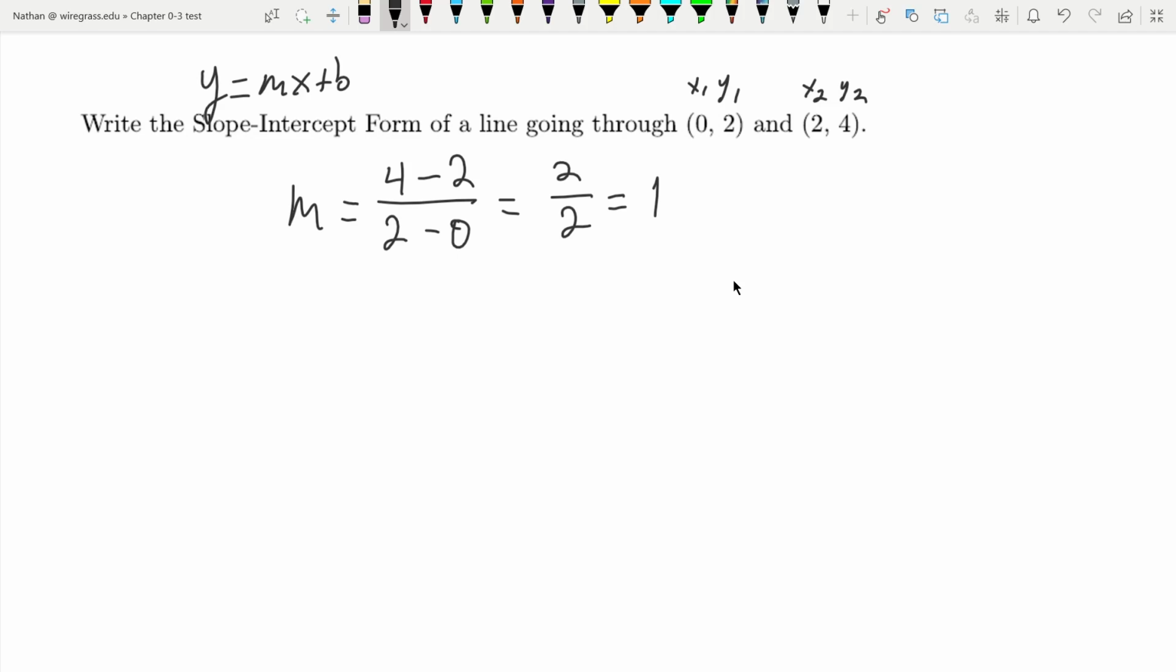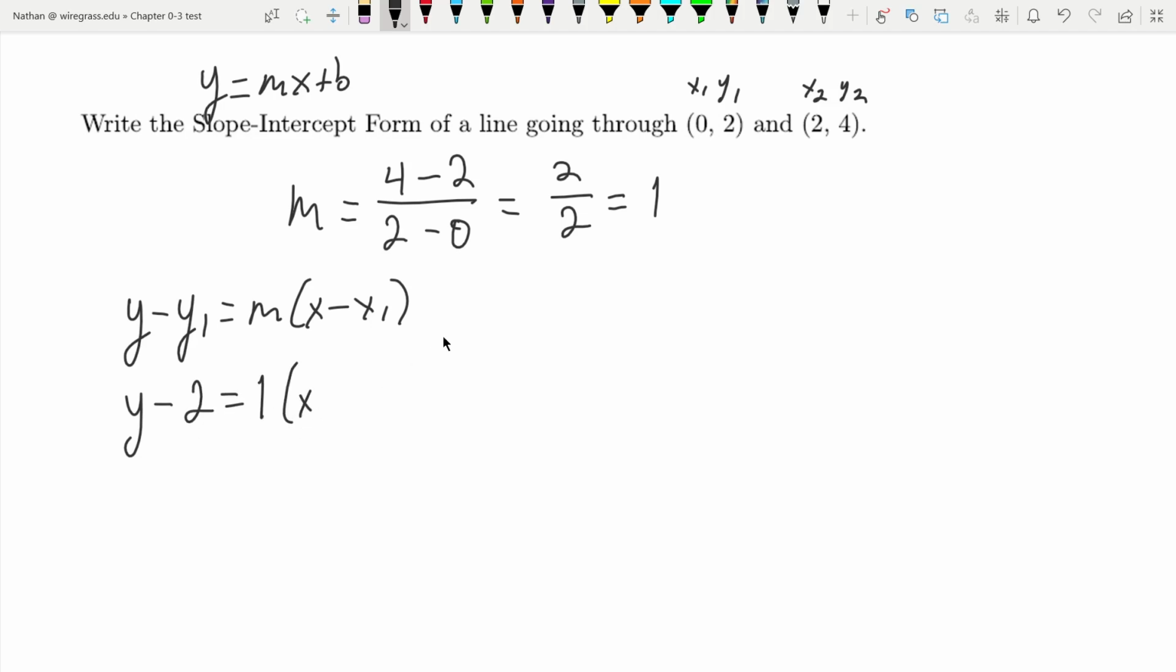Now, we need to have a point to solve for this. There's a couple ways we can do this. We can use the point-slope formula, which is y minus y1 equals m times (x minus x1). If you do this, we can use the same x1, y1 as this one. We're going to get y1 is 2, the slope is just 1, and x1 is 0.